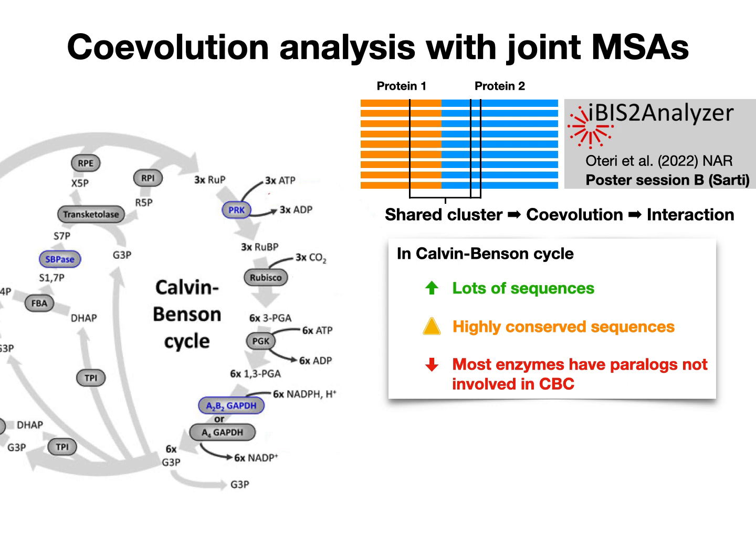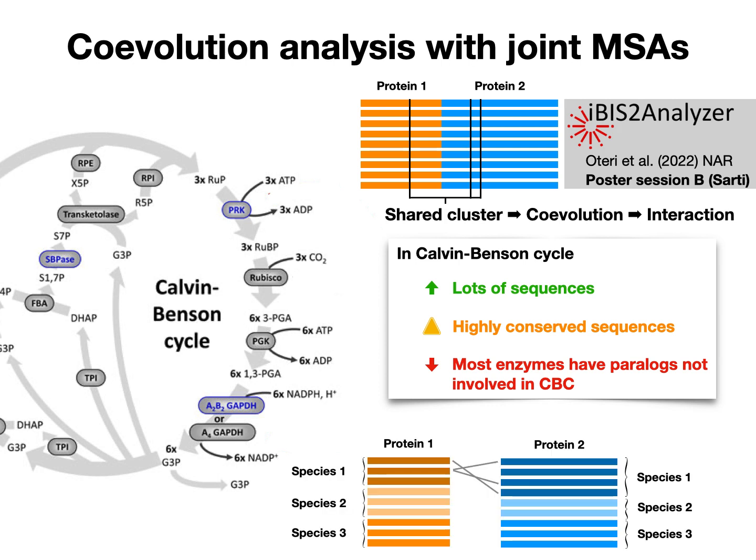The MSAs of Calvin-Benson cycle proteins present specific characteristics. They have the advantage of having many sequences, although highly conserved. On the other hand, due to the long evolutionary history of this pathway, each protein has several paralogs that share many common sequence features but play different roles inside the cell and do not contribute to the Calvin cycle. This is a problem for our approach.